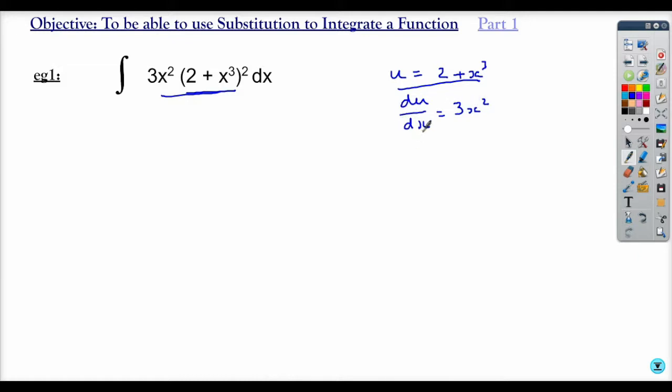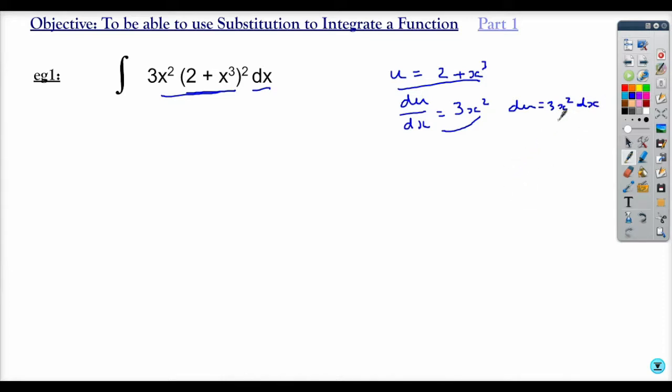Now what I'm going to do is try and replace my 2 plus x cubed with u, but I'm also going to try and replace this dx here. So I'm going to rearrange this function so that I've got dx as the subject. So I'm going to take this dx up to here. So this gives me du equals 3x squared dx.